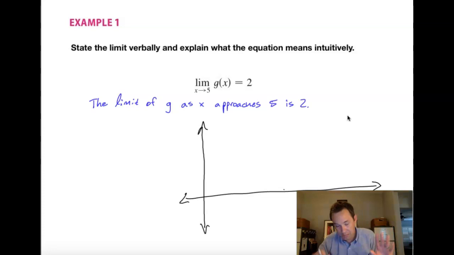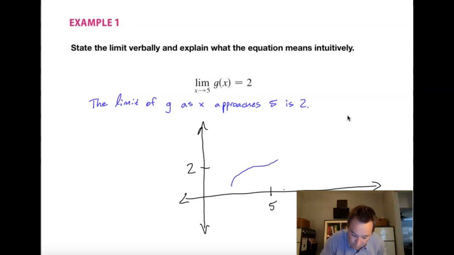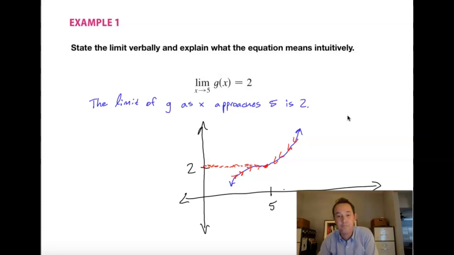Now, there are infinitely many functions that could satisfy this limit, but I'll sketch one for you. So let's say that this is 5 and this is 2. There are a bunch of different ways this could look, but I'll just draw one. Great. So as x gets closer and closer to 5 on this side, my y value seems to get closer to 2. And from this side, as x gets closer and closer to 5, my y value still seems to get closer and closer to 2.